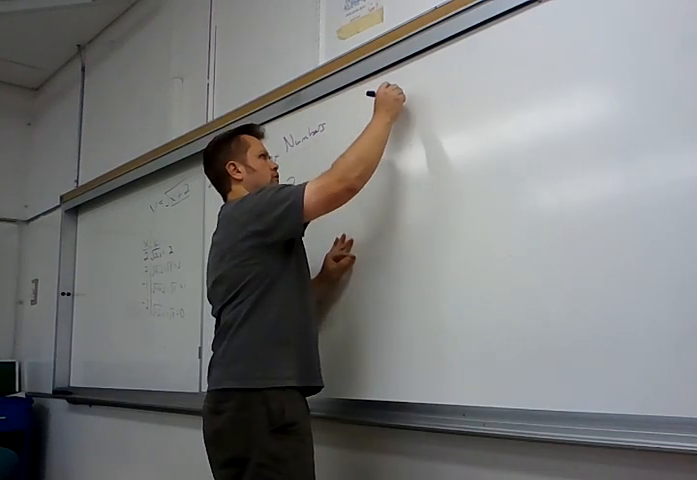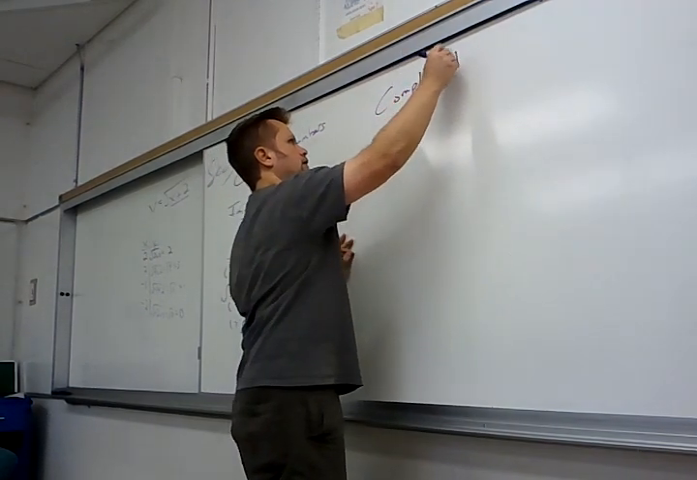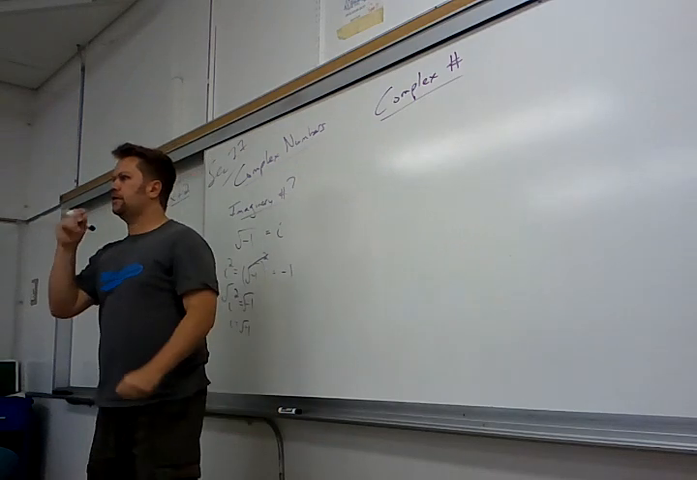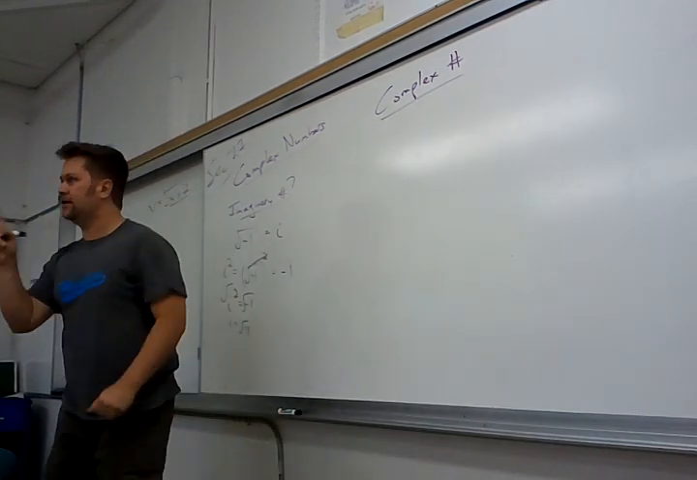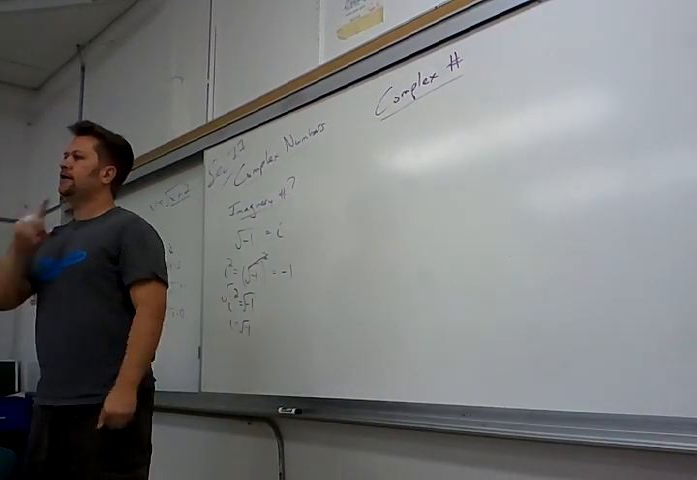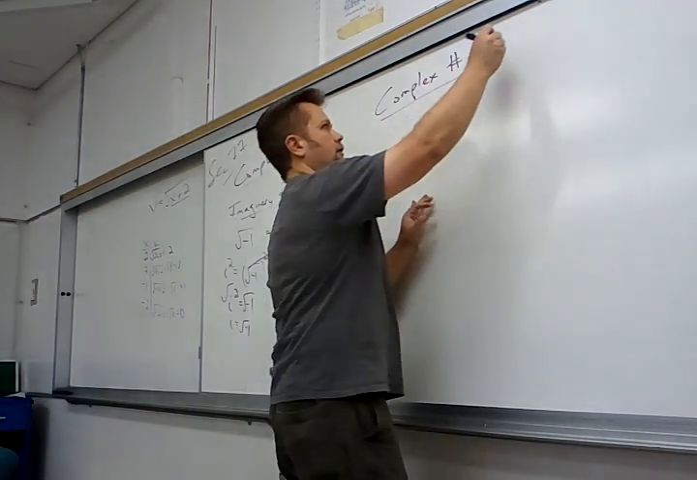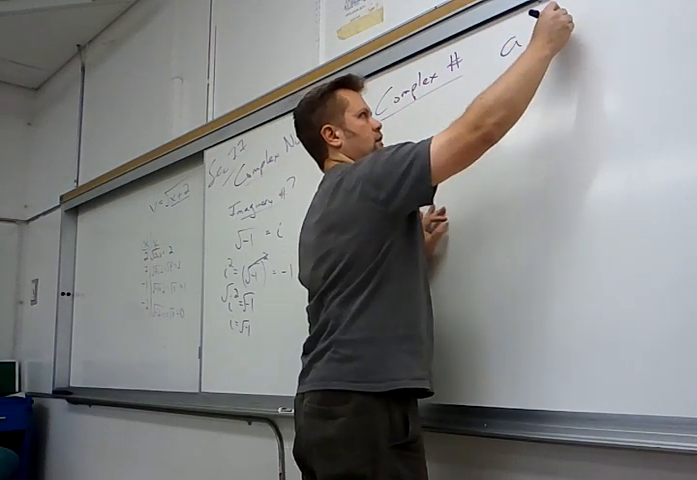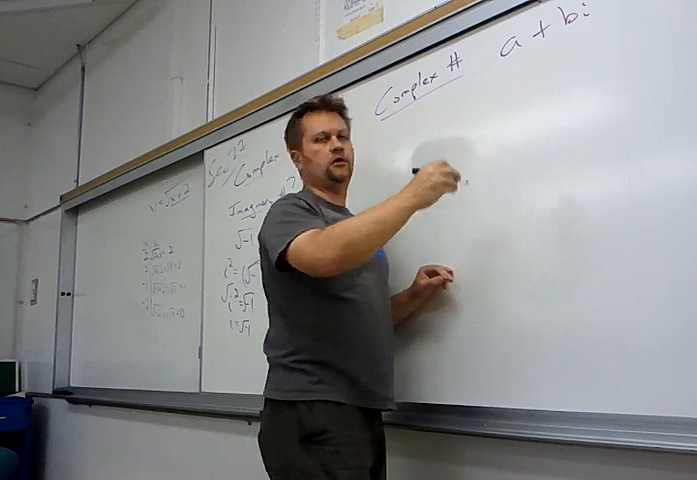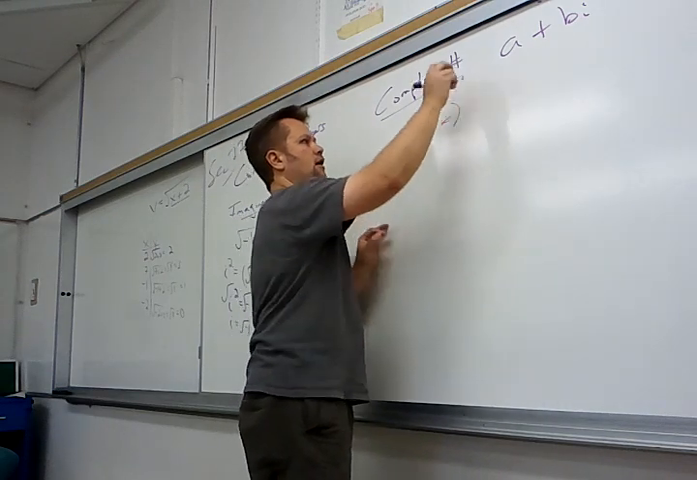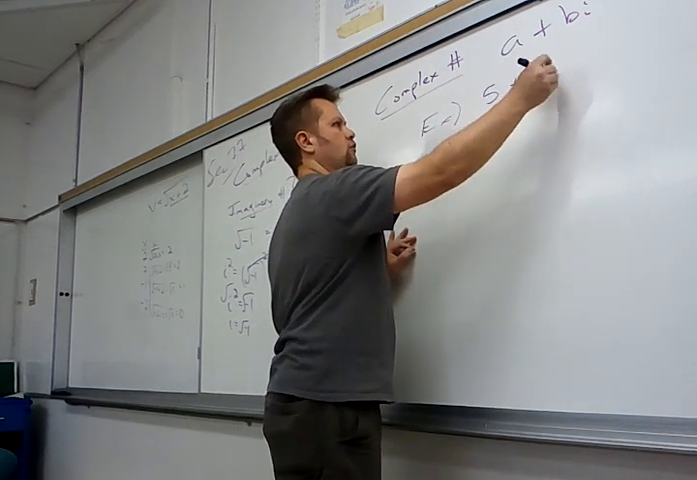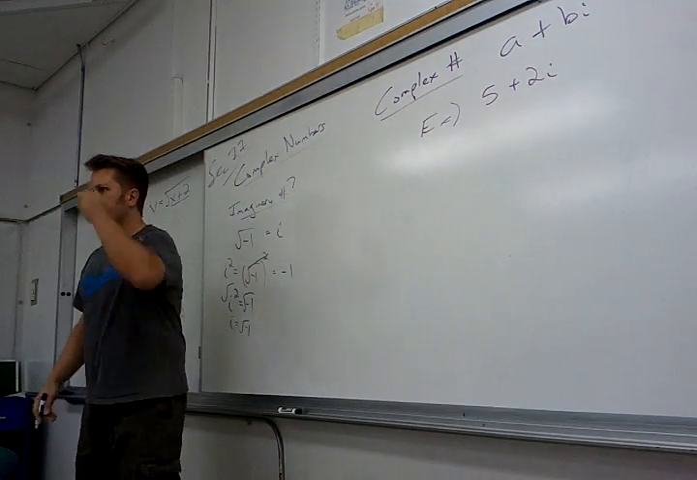So let me show you, here's what a complex number is then. A complex number looks like this. Every number we've done so far, every number you've ever seen in your life is complex, because it's got a real piece plus an imaginary piece. So let's do some concrete examples. Here's a complex number, 5 plus 2i. That is a complex number.